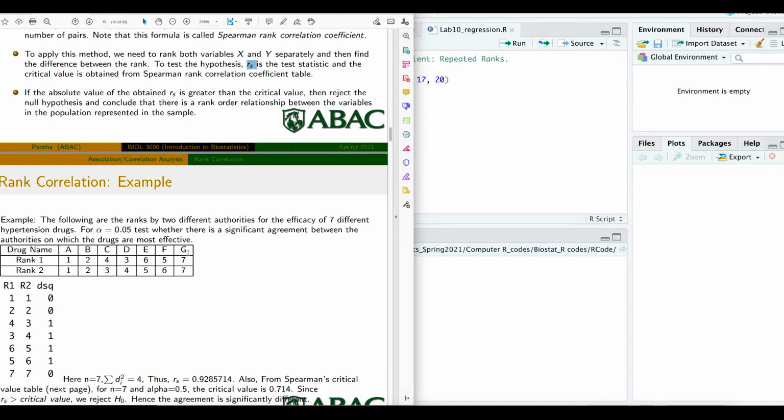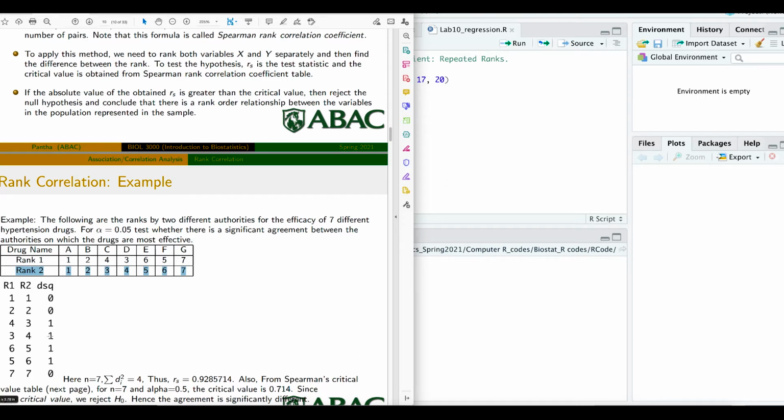There are 7 drugs, right? And there are two authorities. One ranked these drugs this way and the other authority ranked the drugs this way. So what you need to do is, these are rank 1 and rank 2, so you need to find the difference between the ranks. So what is that difference? 1 minus 1 is 0, 2 minus 2 is also 0, right? 4 minus 3 is 1, 3 minus 4.